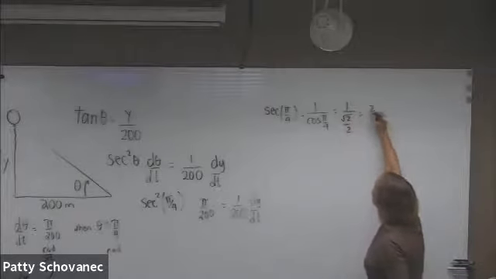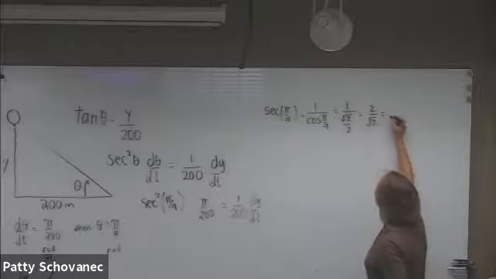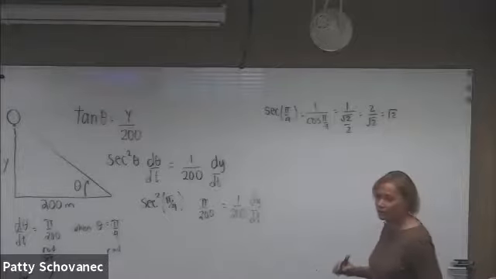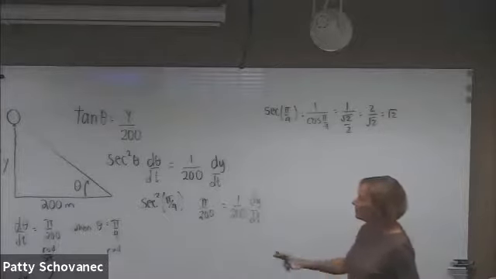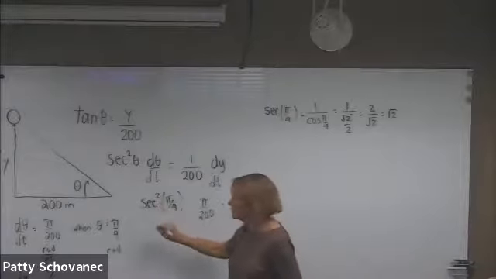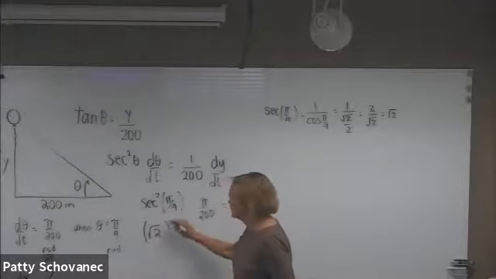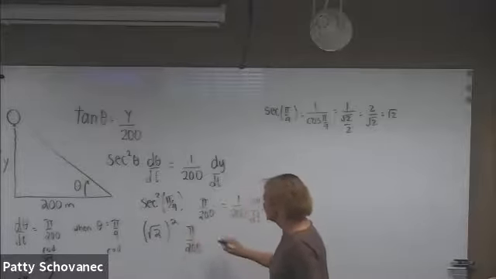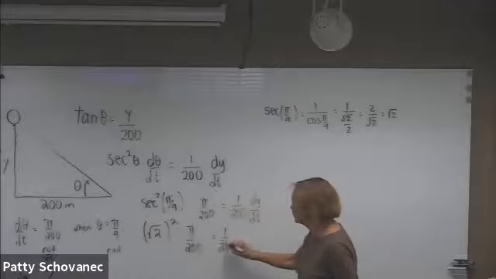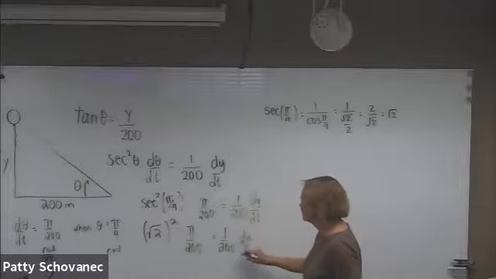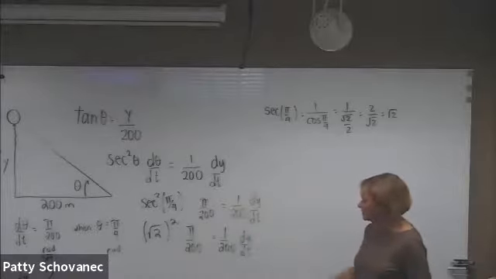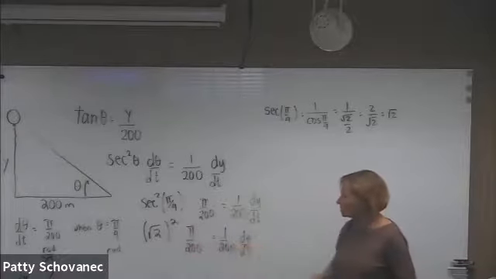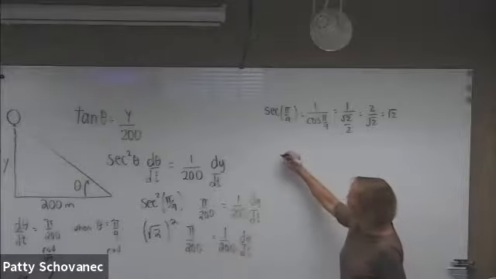Which means it's just going to be root 2 over 2. When I rationalize, it's just going to be square root of 2 for secant. Right? Now I got secant squared. So I got square root of 2 squared times pi over 200 is equal to 1 over 200 here, dy dt. The 200s will cancel if I multiply both sides by 200. So we're done. 2 pi is dy dt.